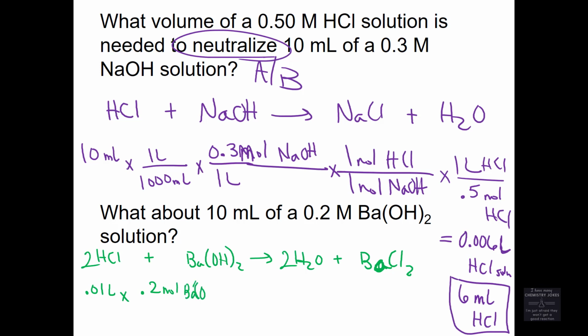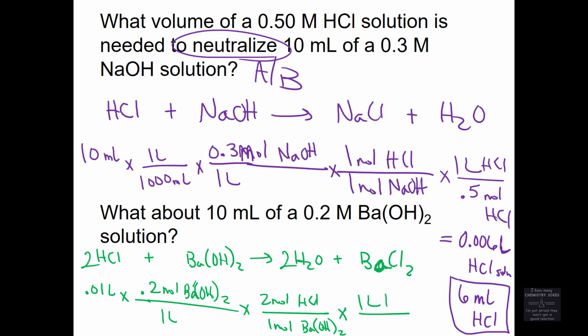barium hydroxide per 1 liter. Convert that to 2 moles of HCl are needed for every 1 mole of barium hydroxide. And then, if it's the same solution, 1 liter HCl for every 0.5 moles HCl. It's getting a little crowded down there, but do that little mathy math and you get 8 milliliters HCl. 8 milliliters of HCl are needed to neutralize that barium hydroxide.